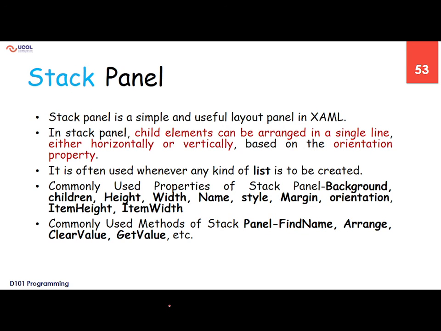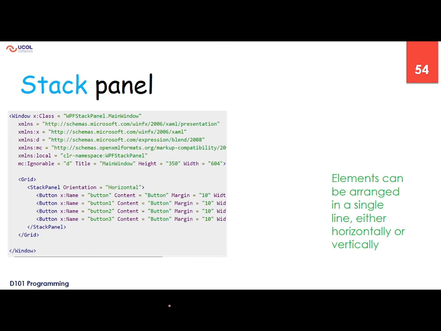Stack panels. Stack panel is a simple and useful element layout. In the example, the stack panel's child elements can be arranged in a single line, whether it's a vertical line or a horizontal line. So we can set the orientation to horizontal. When you set orientation horizontal, it arranges the elements into a horizontal line. And if we don't set that property, by default it is vertical.